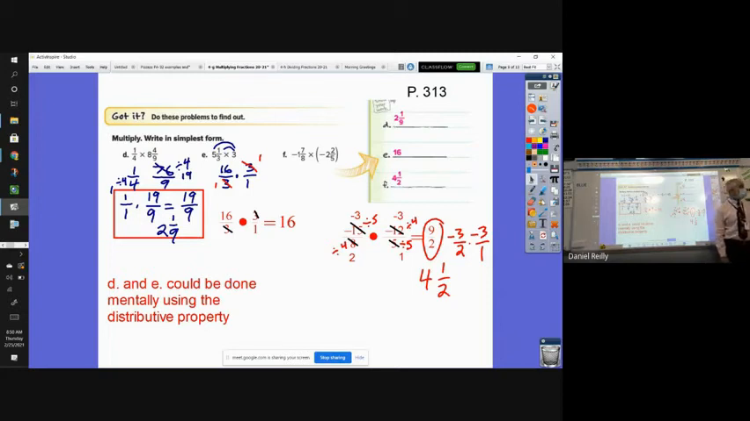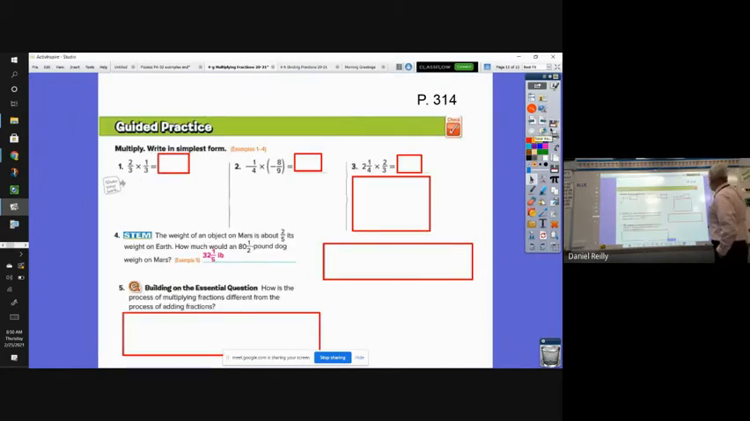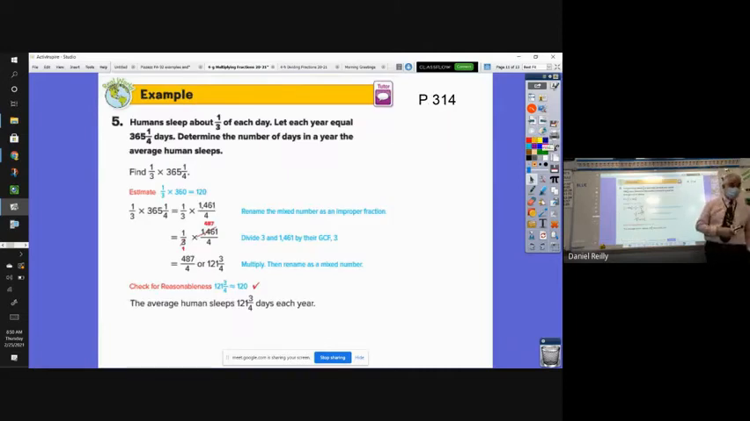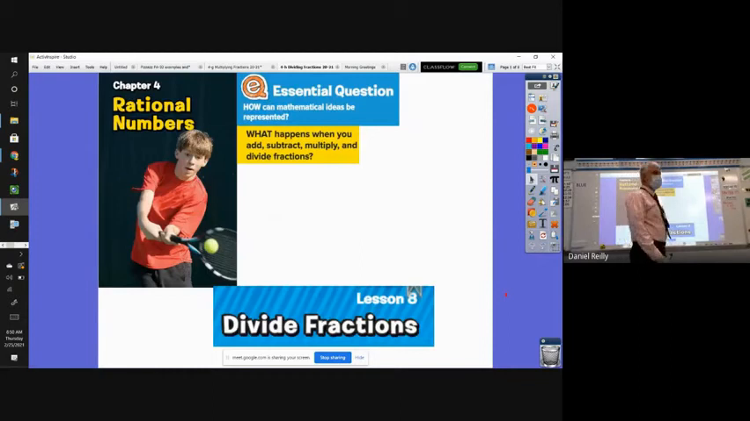All right, that's multiplication. There's probably a real world multiplication problem on the next page, which I'm going to skip. And there's guided practice, which I'm also going to skip. And we're going to go to the next lesson, which is dividing fractions. You've done this before. You did all that multiplication stuff we just did in 5th grade and 6th grade, multiplying fractions. Not with positives and negatives. That's the only thing different this year.